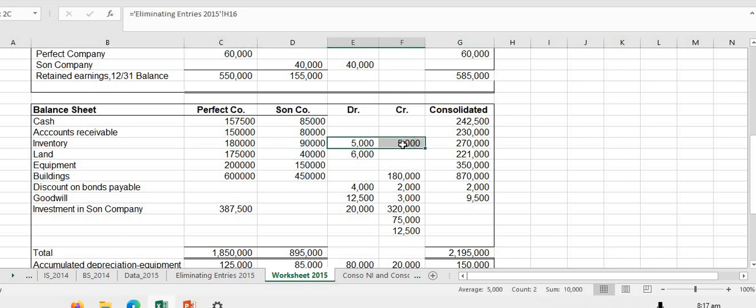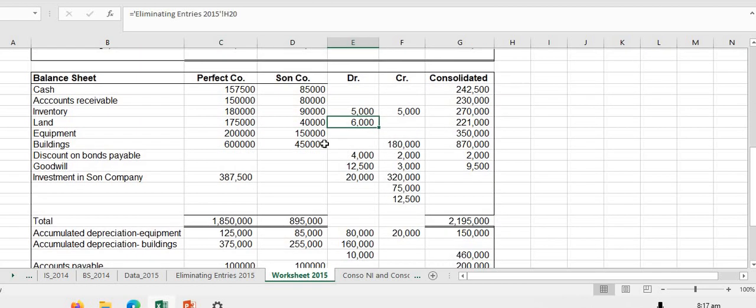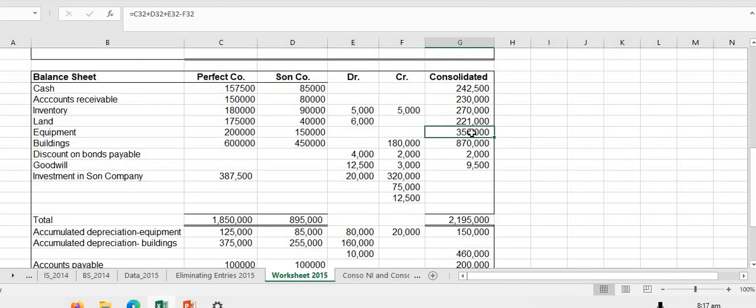Fully amortized naman yun siya. So, itong entry for the undervaluation, it is actually for the excess amortization. Yung land natin, yan, actually 175 plus 40 plus 6 yun siya. Yung equipment, i-add mo lang yung building, then 600 plus 450 less 180, that's actually 870.